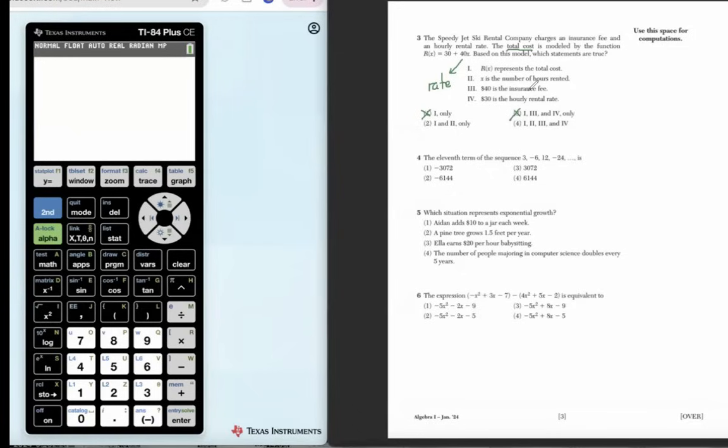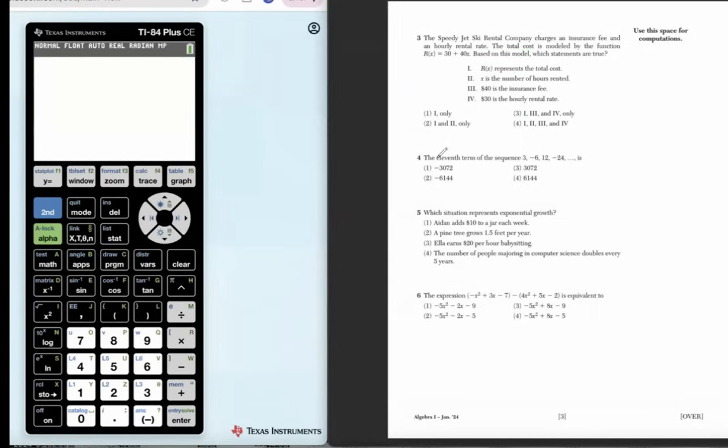Answer choice 4 says $40 is the insurance fee, and then $30 is the hourly rental rate. That is not true. Remember, the rate and the slope are usually one and the same. So $30 would be the insurance fee, and $40 is actually the hourly rental rate. So that's how we know that these two values were switched, and that is actually incorrect. So 1 and 2 are correct. Therefore, we're going to go with number 2 as our final answer.